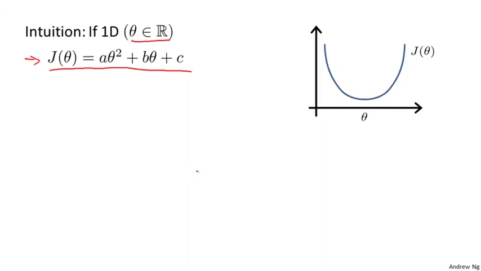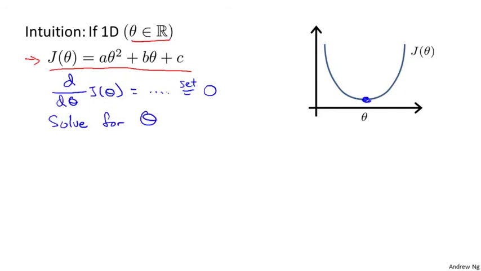Well, how do you minimize a quadratic function? For those of you that know a little bit of calculus, you may know that the way to minimize a function is to take derivatives and to set derivatives equal to 0. So if you take the derivative of J with respect to the parameter theta, you get some formula, which I'm not going to derive, and then you set that derivative equal to 0, and this allows you to solve for the value of theta that minimizes J of theta. That was the simpler case of when theta is just a real number.